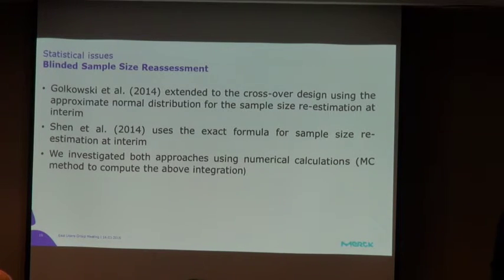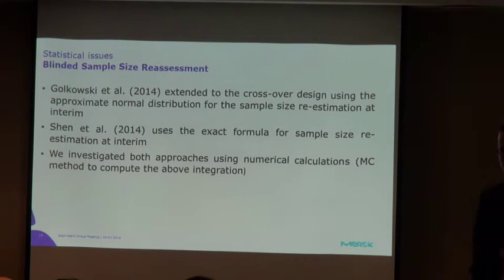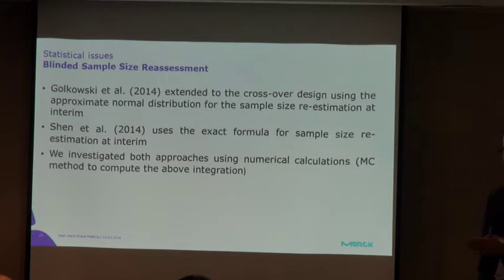After the initial paper from Fried and Kieser, actually you had two other important papers. So the Golkowski paper with Fried and Kieser as well, they extend to the case of a crossover design, where you add some complexity in the estimation of the variance. And then Shen published as well a paper using exact formula for the sample size re-estimation at interim. And so what we did, we investigated both approaches using numerical calculation to see, in the crossover design case, to which extent using one method or the other was important on one hand, and on the other hand, how we could come up with a type 1 error that was containing the inflation and that would be acceptable from a regulatory standpoint.